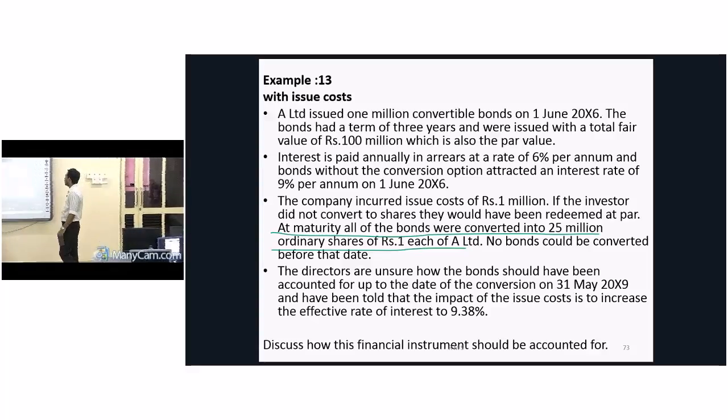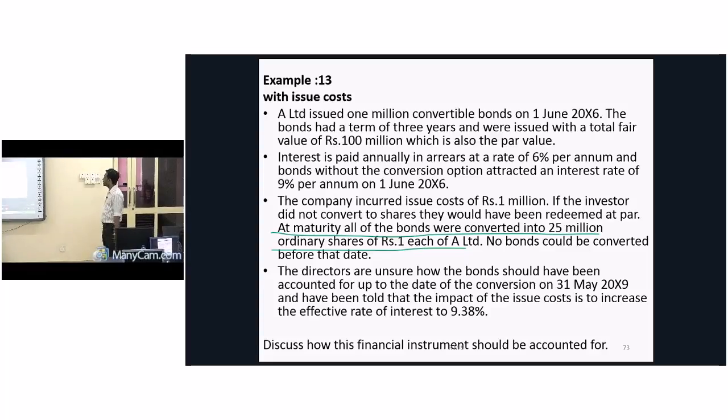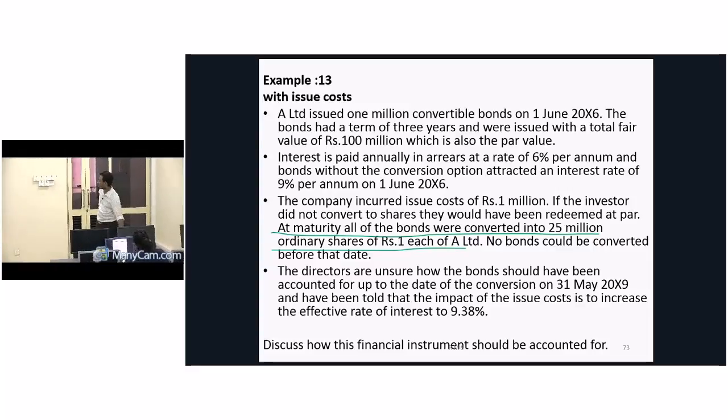A Limited issued 1 million convertible bonds on 1st June 2006. The bond had a term of 3 years and were issued at a total fair value of 100 million, which is also par value. 3 years. Interest paid annually in arrears at 6% per annum, but if that conversion option is not there, the rate will be how much? 9%.